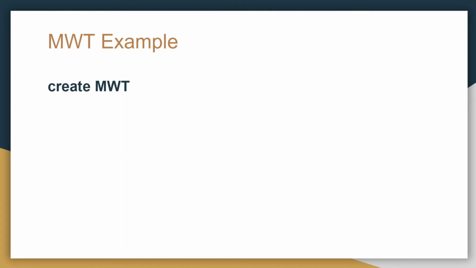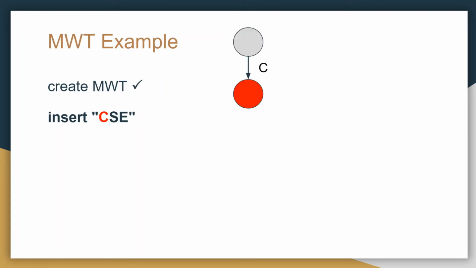So now let's go through an example. For this too, feel free to step through it slower at your own pace by looking through the slides. I'm going to go through it relatively quickly. So first you create the multi-way trie. This is an empty node that represents the root of the tree. Then inserting CSE. So first C, then S, and then E. And since there's nothing else being used, it's straightforward.